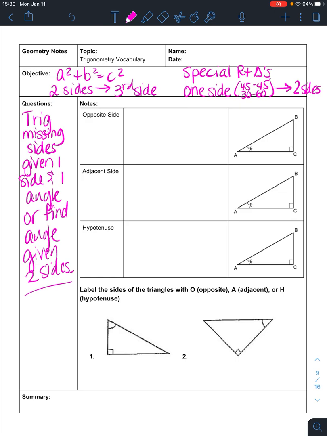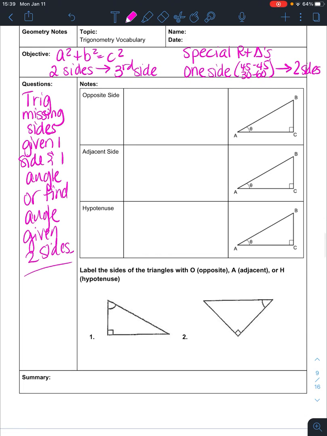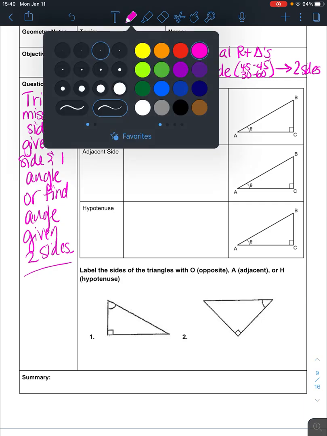So we're going to start really basic, and the first thing that we want to understand is just vocabulary. What are the sides of a triangle, so that when we use it with trig, we will know how to categorize things and what sides do we need to use. So first, we have the opposite side, adjacent side, and hypotenuse. And by the end of this lesson, you'll be able to know which side is the opposite side, which side is the adjacent side, and which side is the hypotenuse, so that we can use it later to solve trig problems.